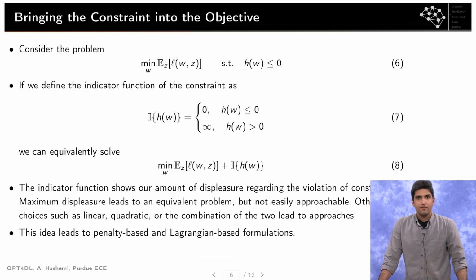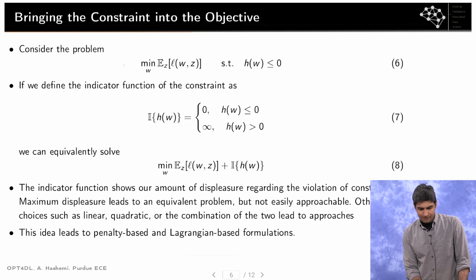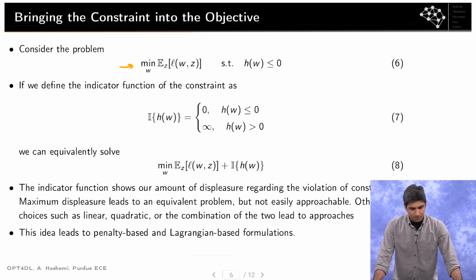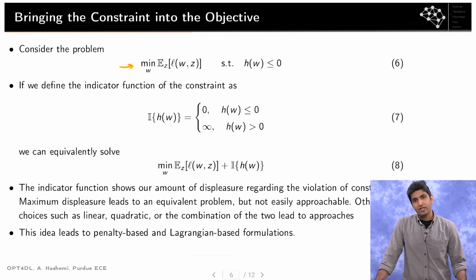So therefore, there are lots of applications where, in addition to having an objective function in our learning problem, we also have a constraint that we have to care about. Abstractly, we can think of these kinds of problems as this: we are minimizing a stochastic function subject to the constraint that h of w, our constraint function, has to be less than or equal to 0. Now, how can we solve this?